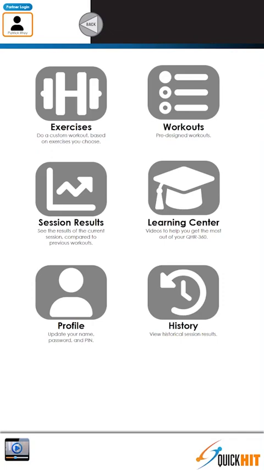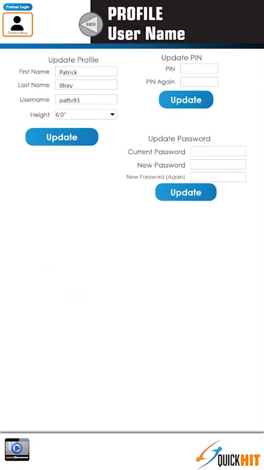The first thing I want you to do is go into the profile. And I want you to go ahead and add a username right here. So instead of having to type in your email address, you can just put in a username. It needs to be at least six characters. And then I want you to put in your height and hit update.